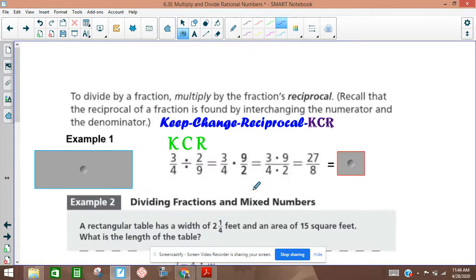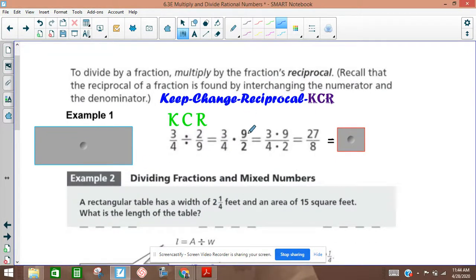Moving on. Now we're going to divide. With division, we need to remember a strategy called keep change reciprocal, KCR. Some people see it as KCF, keep change flip. I prefer to keep it as reciprocal so we know the strategy. So when you have a fraction divided by another fraction, we keep the first fraction, 3/4 stays. We change the division symbol for a multiplication symbol, and then we do the reciprocal of the second fraction. In this case, 2/9 goes back to 9/2.